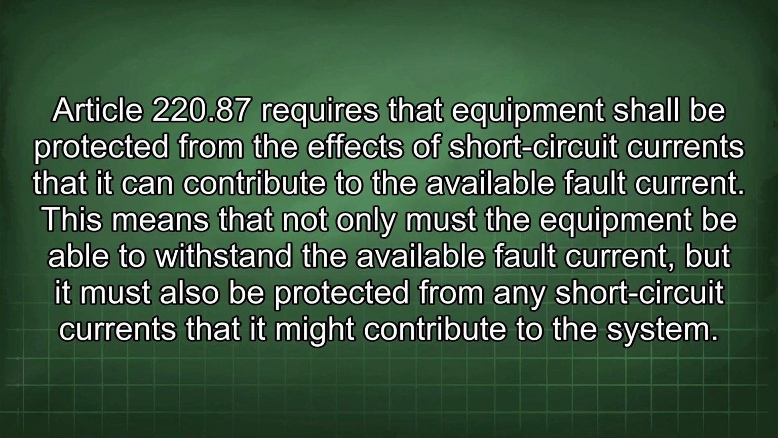Article 220.87 requires that equipment shall be protected from the effects of short-circuit currents that it can contribute to the available fault current. This means that not only must the equipment be able to withstand the available fault current, but it must also be protected from any short-circuit currents that it might contribute to the system.